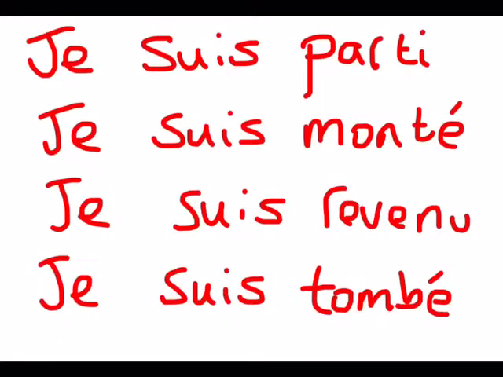Right, let's see some examples then. There are 4 sentences on the screen. Pause the video and try and work out how you might translate these 4 phrases. When you're done, press play to see the answers. So, je suis parti can mean I left or I have left. Je suis monté, I went up or I have gone up. Je suis revenu, I came back or I have come back, and je suis tombé, I fell or I have fallen.